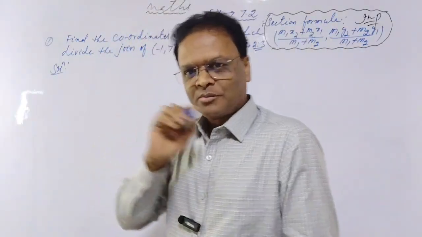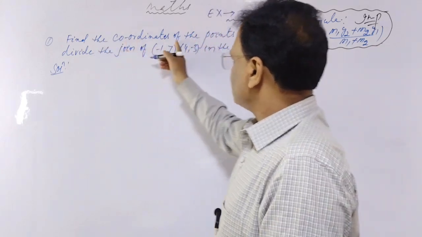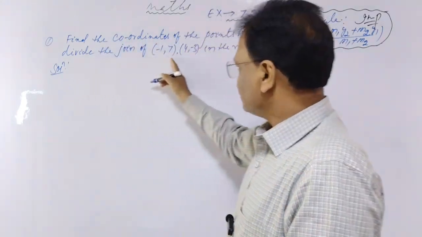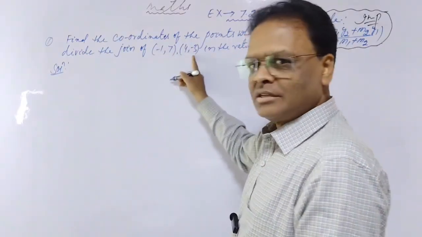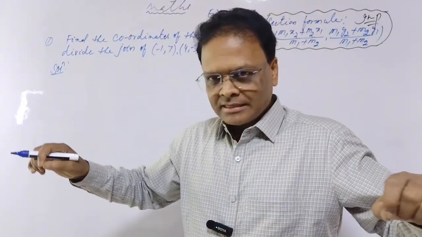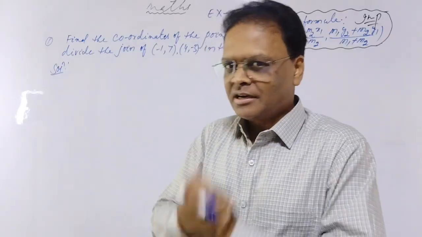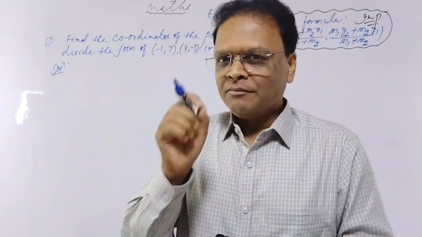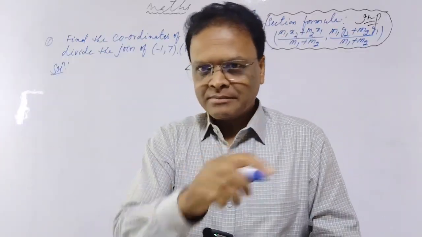The first question, number 1, is: find the coordinates of the points which divide the line segment joining these two points in some ratio. Already I have told you, if a point divides a line segment in some ratio, definitely we'll use the section formula. So where do you use the section formula? Whenever a point divides a line segment in some ratio.